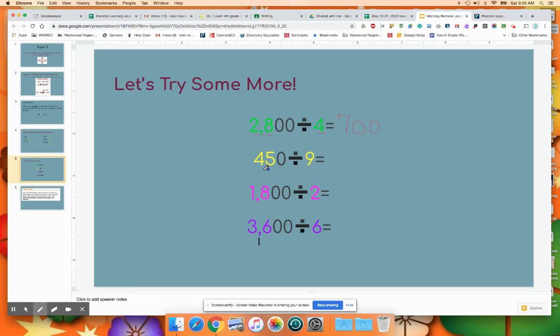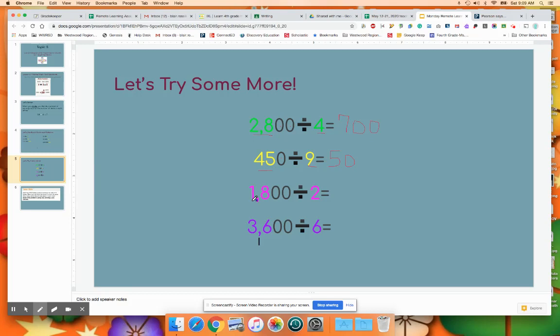Here we have our basic fact in yellow. 45 divided by 9 equals 5. I have 1 zero in my dividend. I'm going to add it here. I put the dot in my dividend. That's something Miss Urban taught me a long time ago, and I think it's a great check method.